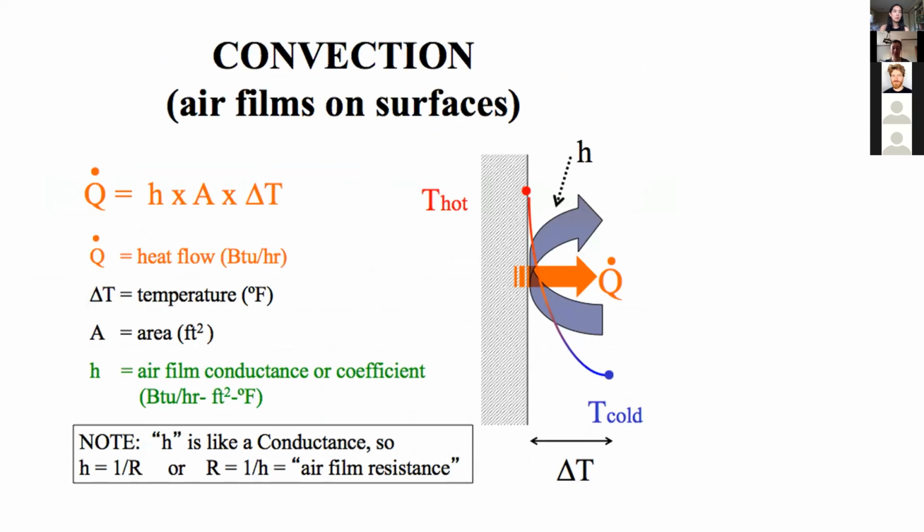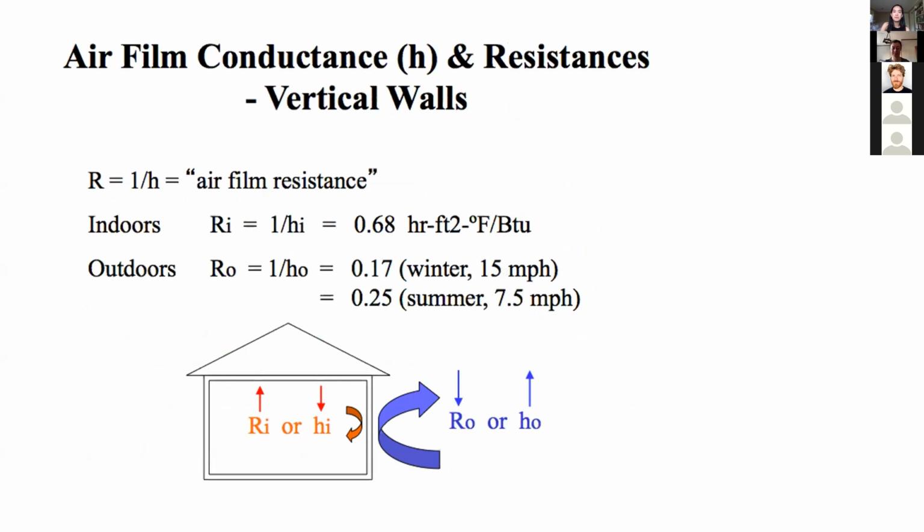So convection is the second type, which is heat transferred through a liquid, which can be explained with air films on surfaces. So the heat flow is air film conductance, or you can call it the coefficient, times area times delta T. Again, conductance is the inverse of resistance. So the R value of air film is the inverse of conductance H. When you are including an air film, you have to look in the problem whether it says summer or winter, indoors or outdoors. This is quite important because the numbers are very different.